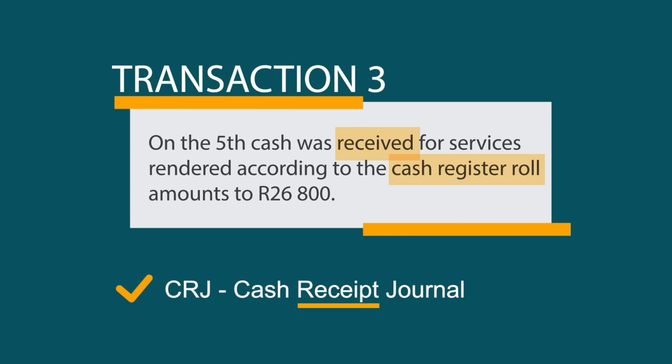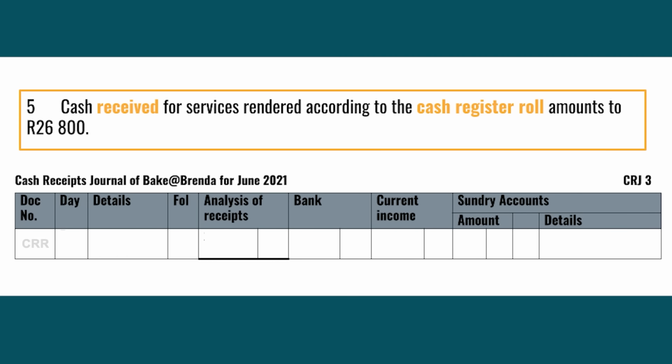Let's have a look at the cash receipts journal. The document will be CRR, which is short for cash register roll. The day is the 5th. Details will be services rendered, or instead of writing services rendered in the details column, you can also write cash. The analysis of receipts column will be 26,800 Rand. Bank and current income will also be recorded with 26,800 Rand. Let's look at the next example.